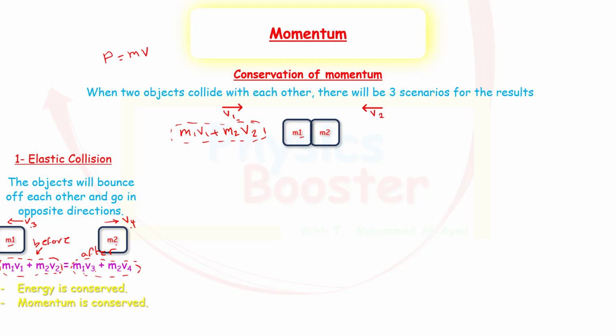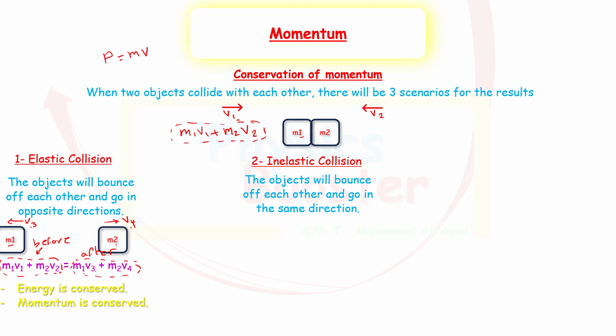Let's talk about the other scenario. So the first scenario is just a simple elastic collision: m1 v1 plus m2 v2 is equal to m1 v3 plus m2 v4, etc. Now, inelastic collision is the other scenario. In this scenario, the objects will bounce off each other, but they will go in the same direction. In this case, we call it an inelastic collision. They bounce off each other after the collision and they go in the same direction, okay?